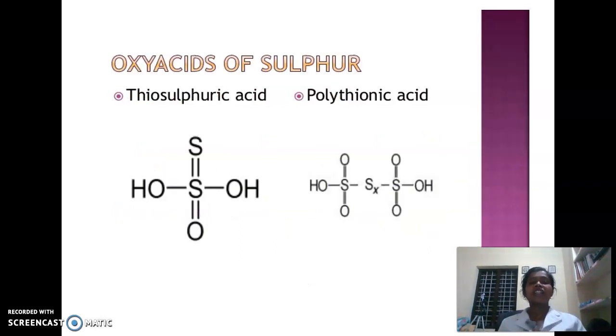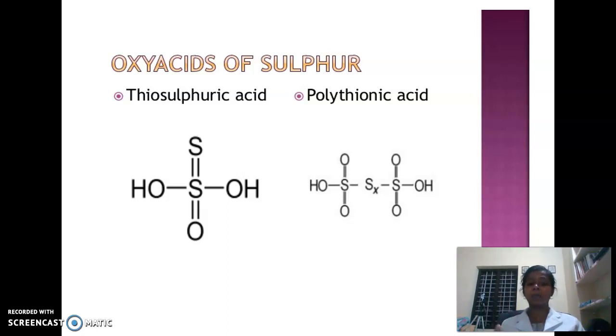Look at the other structures, thiosulfuric acid and polythionic acid. Polythionic acid means the number of sulfur atoms will differ. So thiosulfuric acid, where the sulfur is with 1 S-sulfur bond and with 1 oxygen bond, with 2 OH groups attached on both the sides. In polythionic acids, HOS double bond O with sulfur, with a number of atoms attached to another sulfur with double bond O and OH. So these are the different oxyacids of sulfur.